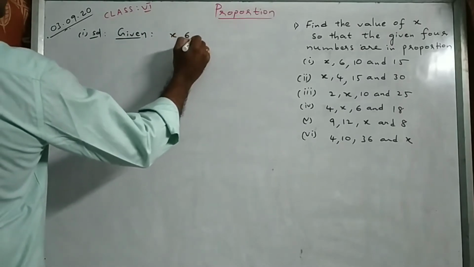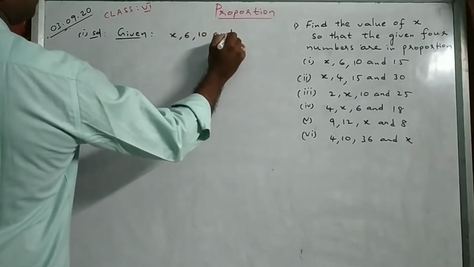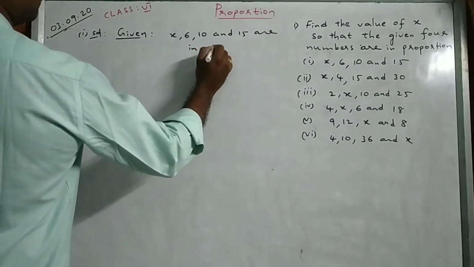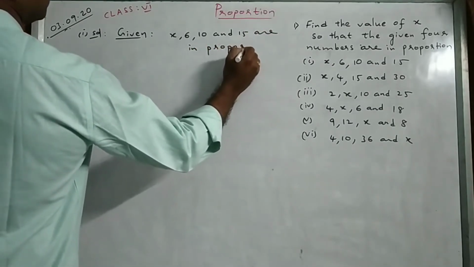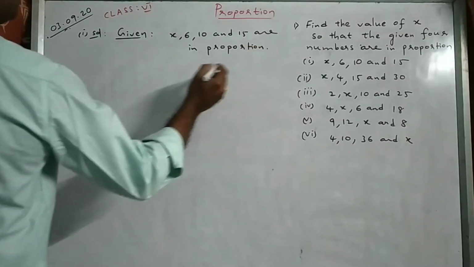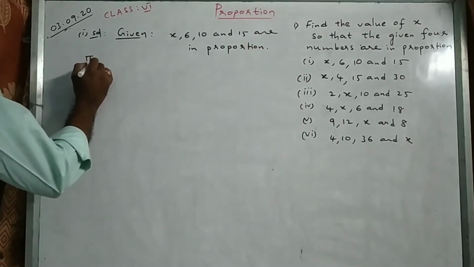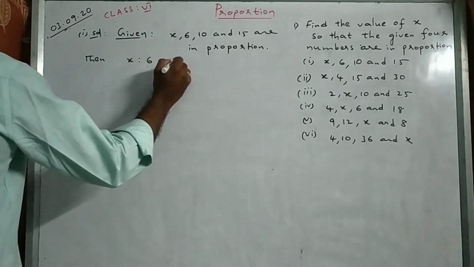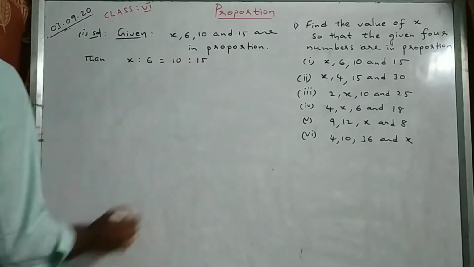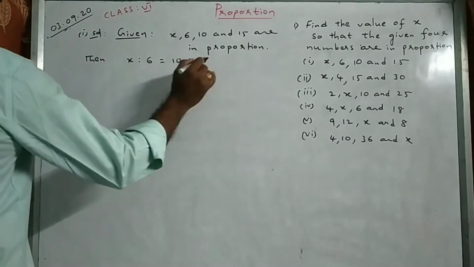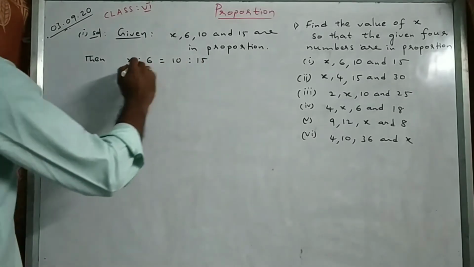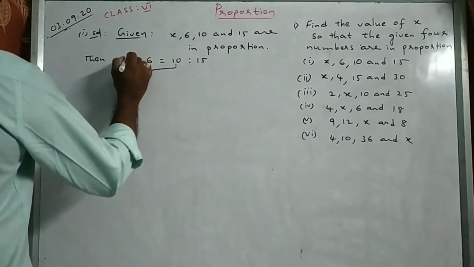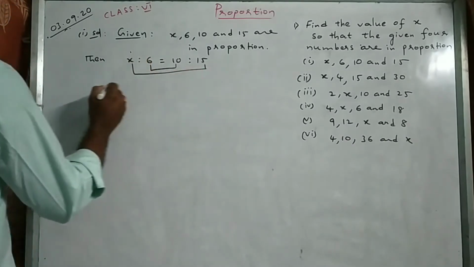x, 6, 10 and 15 are in proportion. So we have to make them equal like this. Then x is to 6 equal to 10 is to 15. Okay, equality of two ratios. Compulsory you must write this step. Now I can write product of means equal to product of extremes.